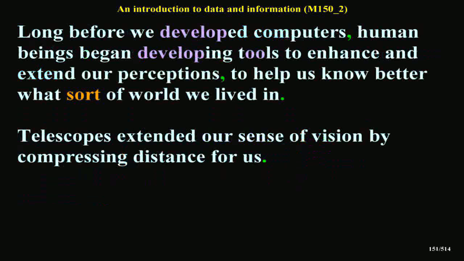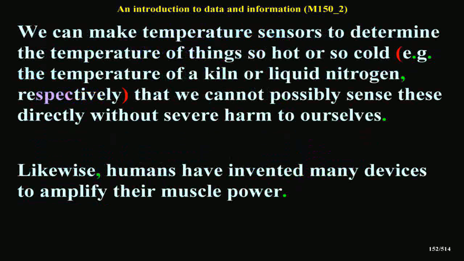Telescopes extended our sense of vision by compressing distance for us. We can make temperature sensors to determine the temperature of things so hot or so cold, e.g. the temperature of a kiln or liquid nitrogen, respectively, that we cannot possibly sense these directly without severe harm to ourselves. Likewise, humans have invented many devices to amplify their muscle power.